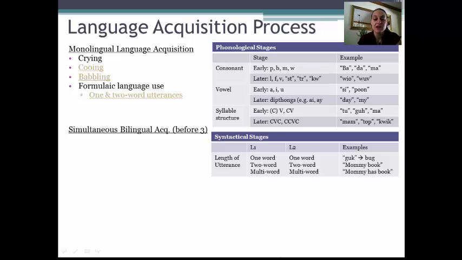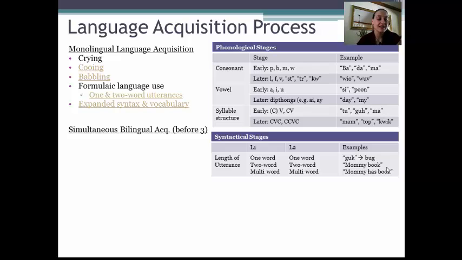So you can see that the 1 word and 2 word utterances here would sort of look like this. So the 1 word utterance might be an actual term like bug, or the child might make up a version for themselves and associate the same meaning. So guk meaning bug. The two-word, we can see mommy book, and the multi-word be mommy has book.